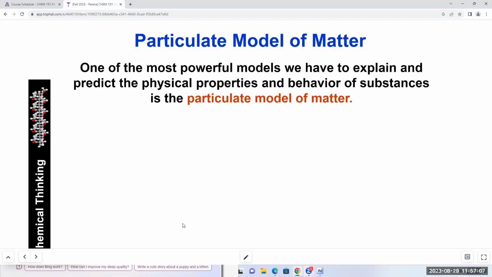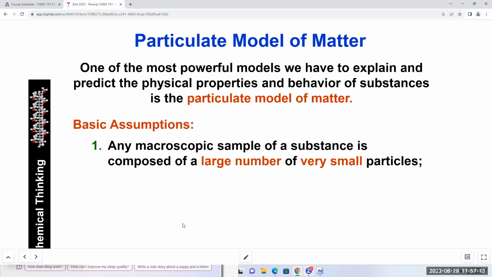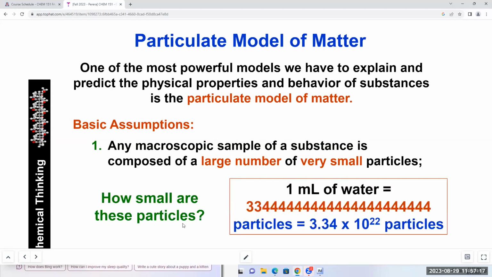All right, anyway, so now, what do I mean by a large number? To give you an example, if you take 1 milliliter of water, like 1/5 of a teaspoon of water, that contains 3.34 times 10 to the power of 22 particles of water. That's a huge number. That's how large the number is when I say large.